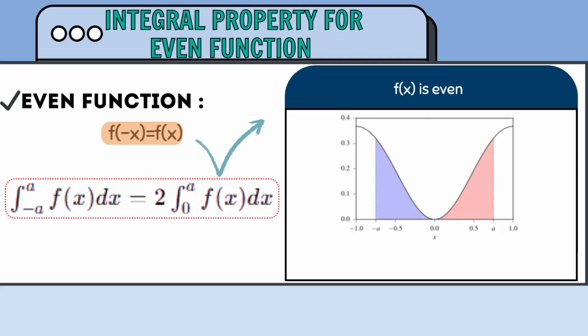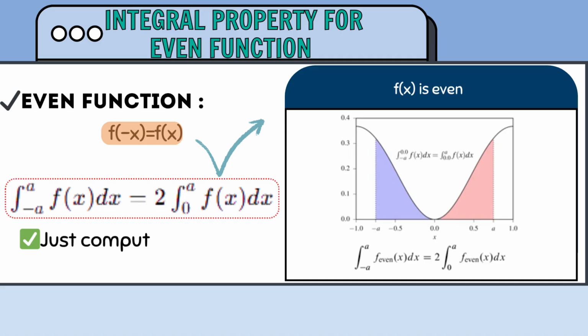This symmetry gives us a convenient shortcut. Instead of integrating from negative a to a, we can integrate from 0 to a and multiply the result by 2. This is why, for any even function, this saves time and simplifies the computation when evaluating the definite integral of an even function over symmetric intervals.